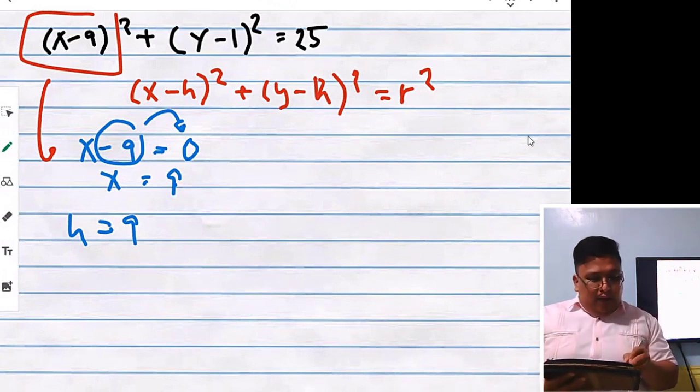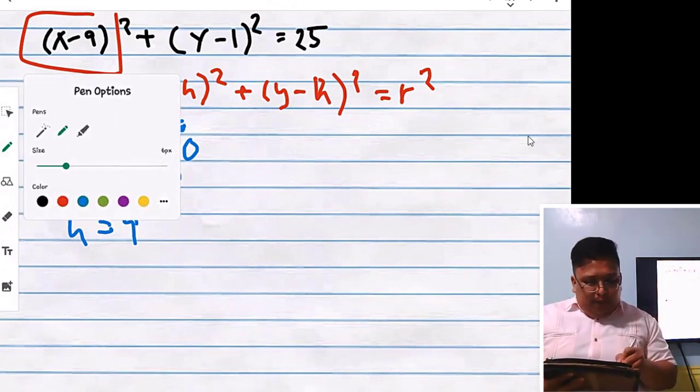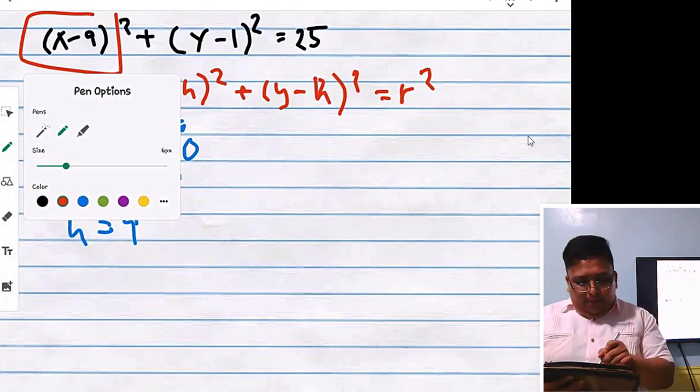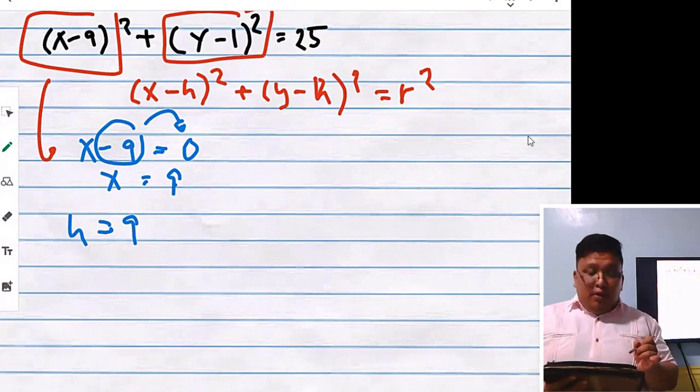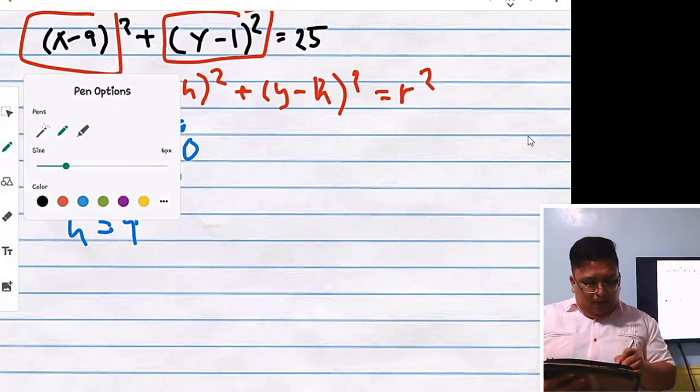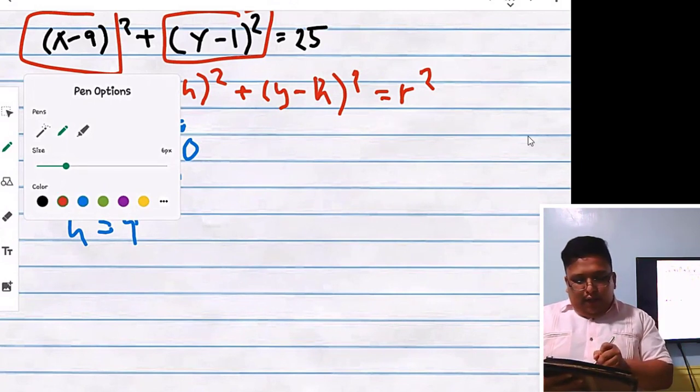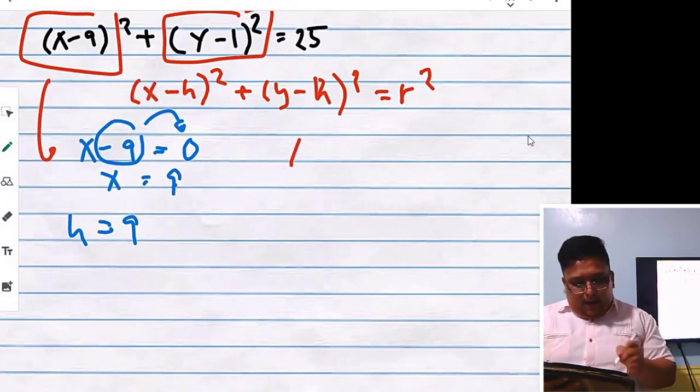Okay. And then, let's proceed to our y minus 1. Our y minus 1 will be equated also to 0. Why?